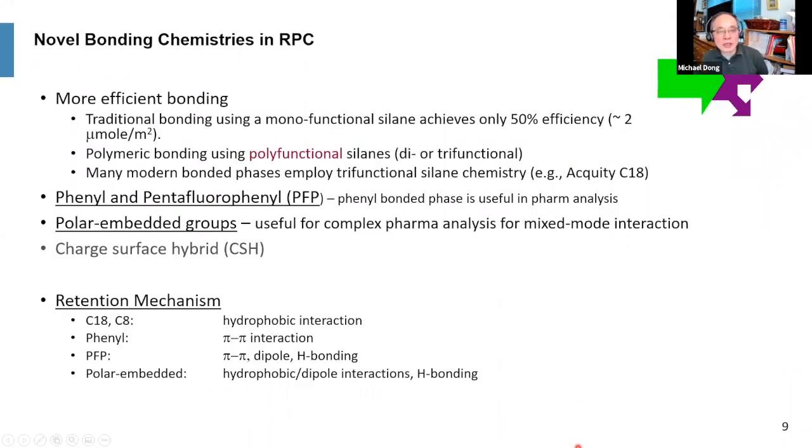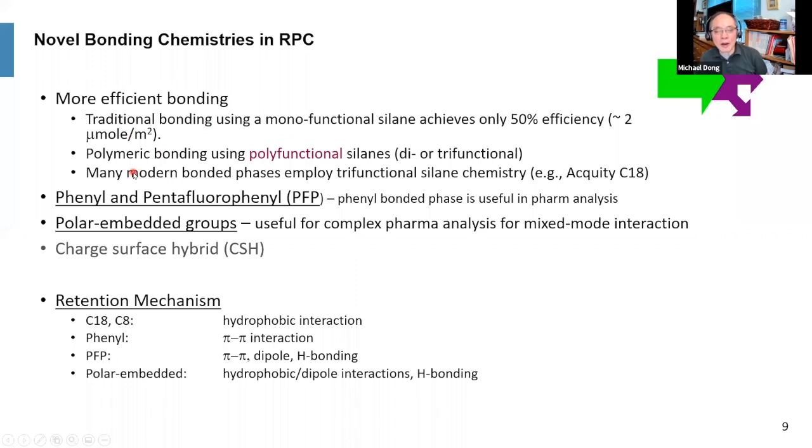Okay, so here I want to describe novel bonding chemistries. What has happened? It's very important to have more efficient bonding, right? To have higher coverage. So traditionally we use monofunctional silane, and the best we can do is about 50% bonding efficiency, or about 2 micromole per meter square.